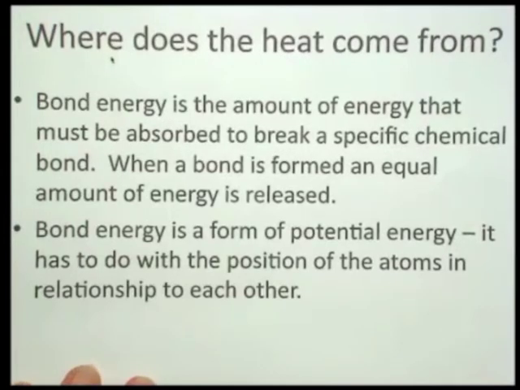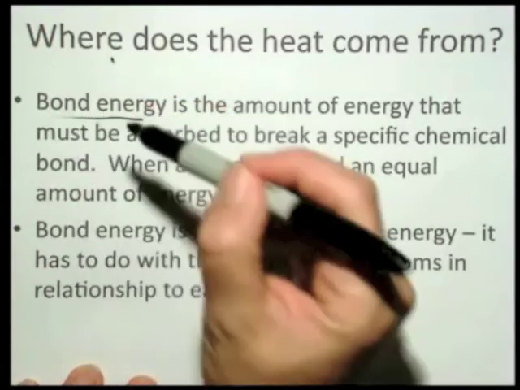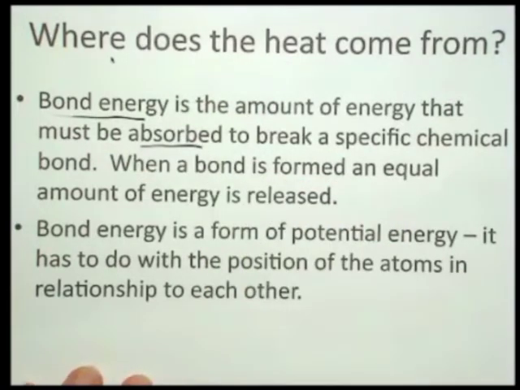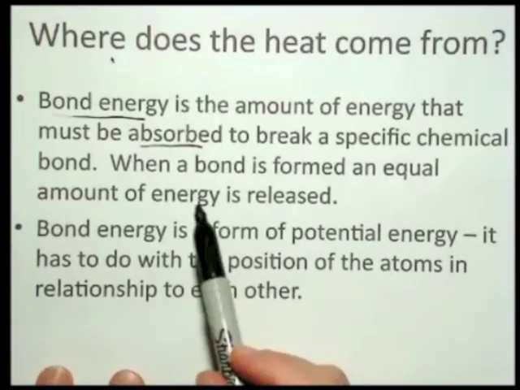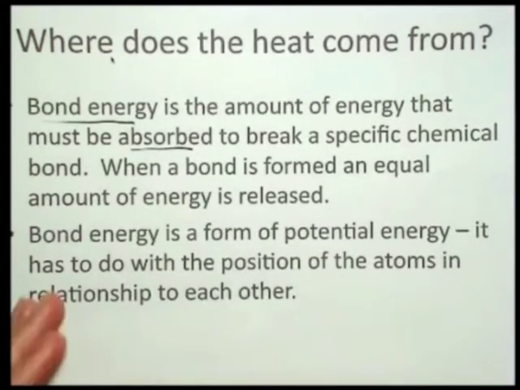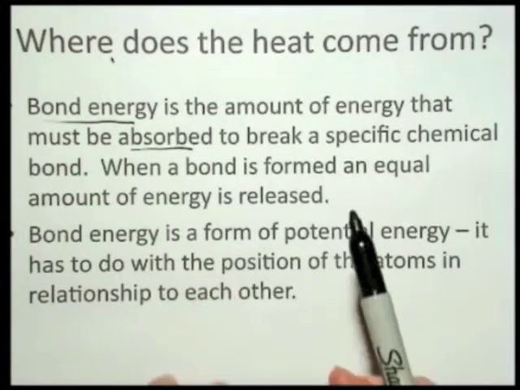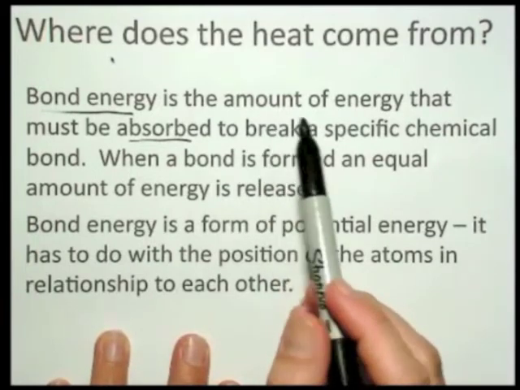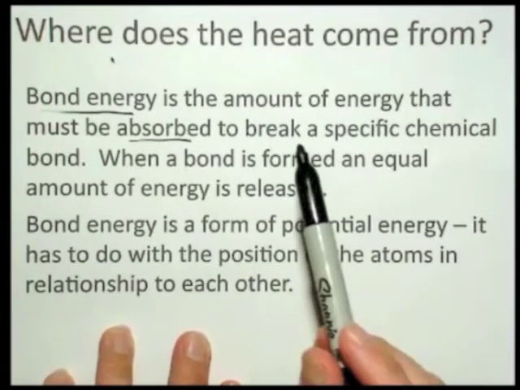Now, the bond energy is the amount of energy that must be absorbed to break a specific chemical bond. That's how bond energy is defined, as the amount of energy that must be absorbed to break it. So if you've got a bond made, the only way to get it unmade is to add energy to it and break it. And then the converse is true when a bond is formed. If you have two individual atoms and they come together and the bond is formed, an equal amount of energy would be released.